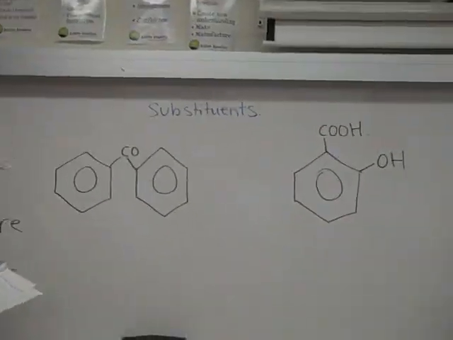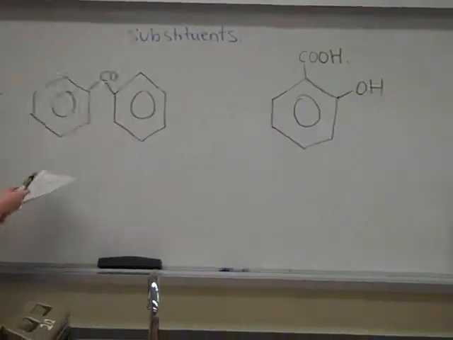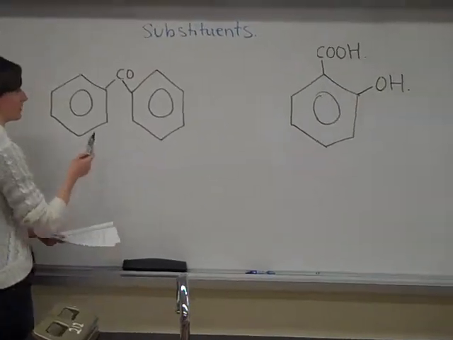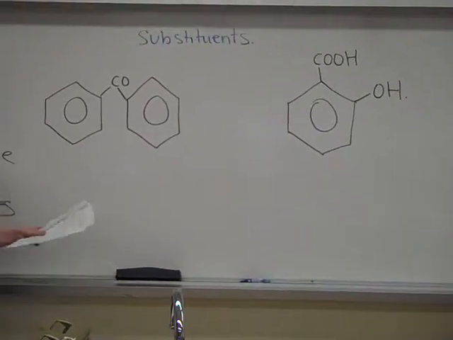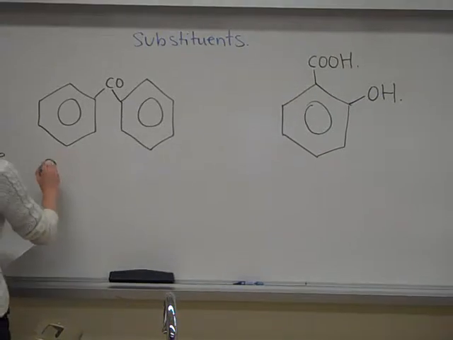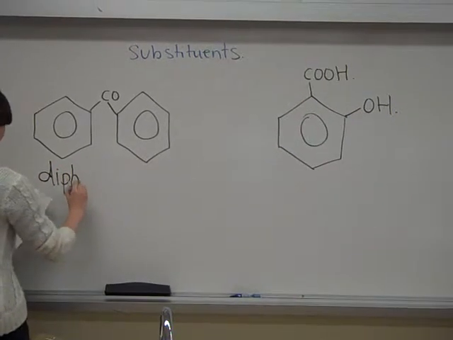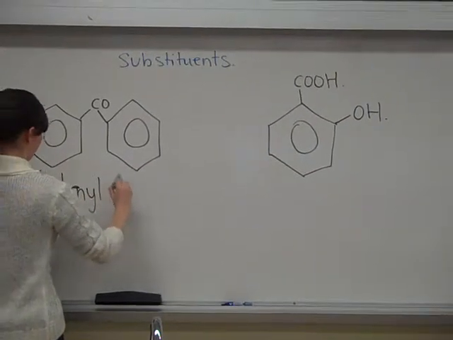Alright, this is our third example of benzene rings with substituents. In this case, we have two benzene rings, but they're not fused, so it's not considered polycyclic. We call this compound diphenylketone.